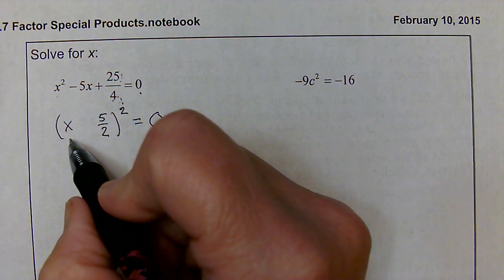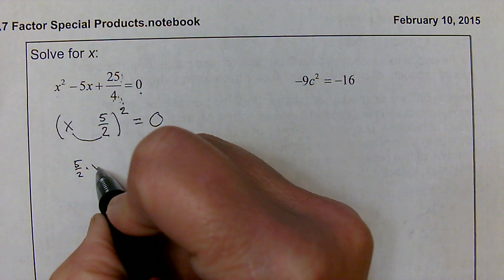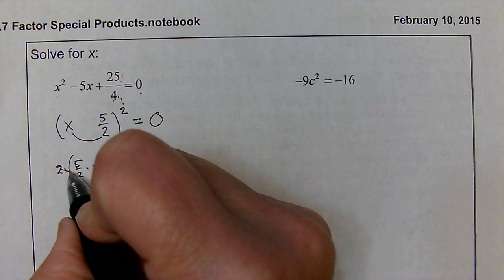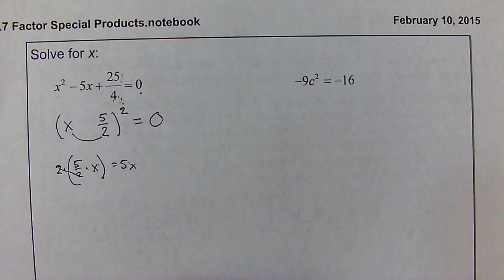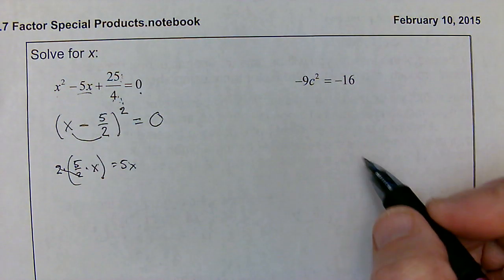Now to check it, I multiply these together. That's 5 halves times x, and then I double it, so that's times 2. The 2's cancel, and that gives me 5x, which is the middle term. So I put the minus sign that was in front of the middle term there.